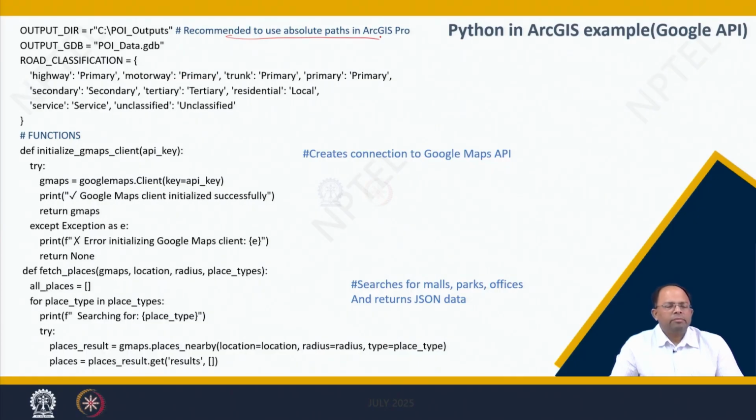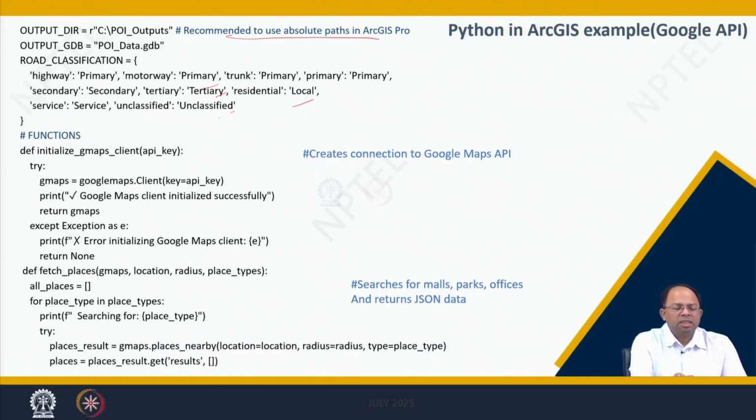And then in this particular program, we are also classifying the roads, such as highway and motorway are considered primary roads, trunk roads are also primary roads, and then there are secondary roads, tertiary roads, residential roads are local, service roads, and then there are some unclassified roads. So now we are defining some functions in the program.